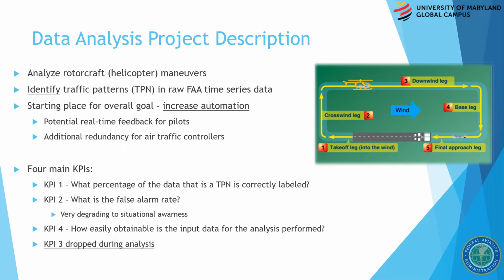And then KPI 4 is how easily obtainable is the data. If we can't get the data easily, it can't be applied against a wide range of rotorcraft, so it's significant for the project. The third KPI was the computational requirements. That was actually dropped during this analysis because after the time series data was deconstructed, all of the different techniques used took a matter of seconds, so it really wasn't that important, so I dropped it for comparison's sake.